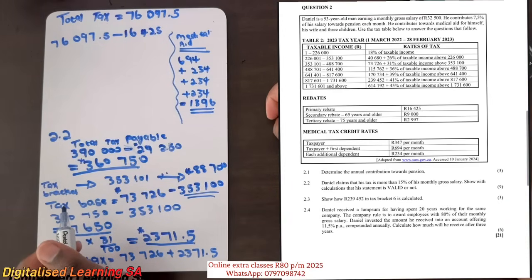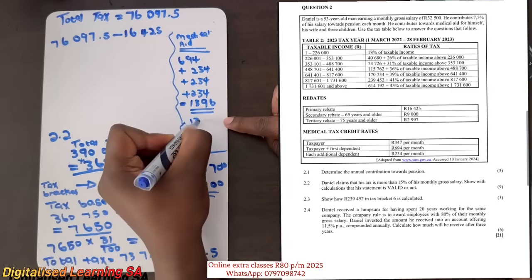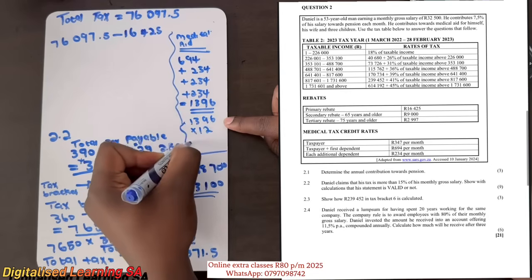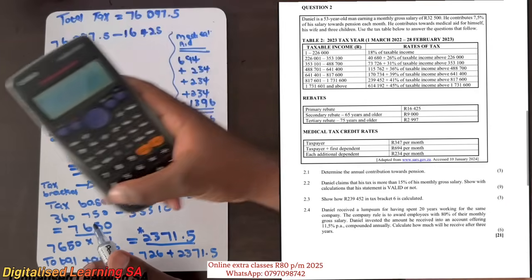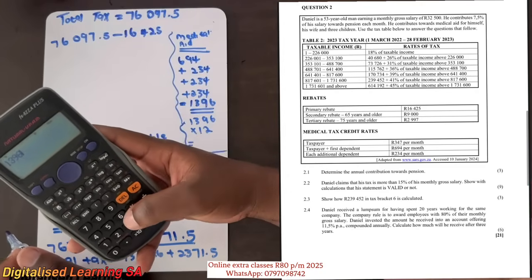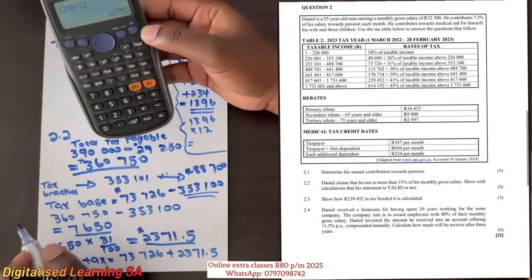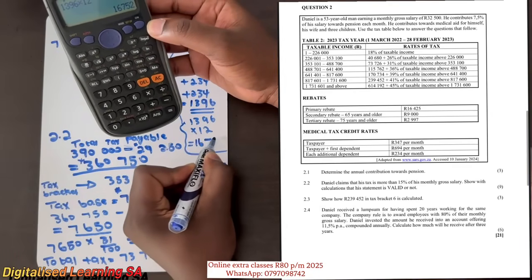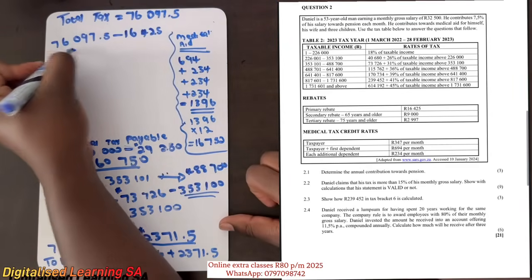Remember that 1,396 is what he pays in a month. So we need to find how much he pays in a year. To do that, we take the 1,396 and multiply by 12 months to see how much he needs to pay in a year. We can see that he needs to pay 16,752.